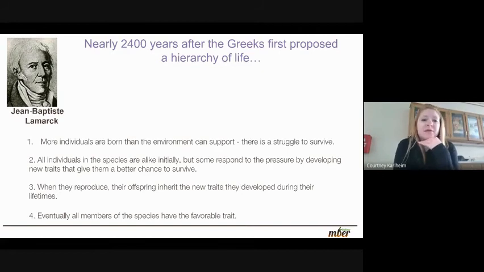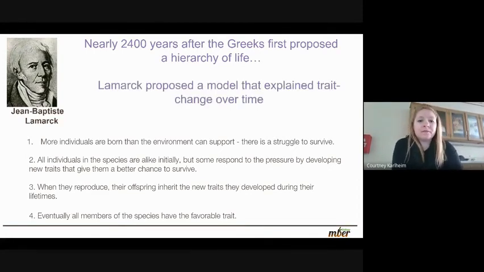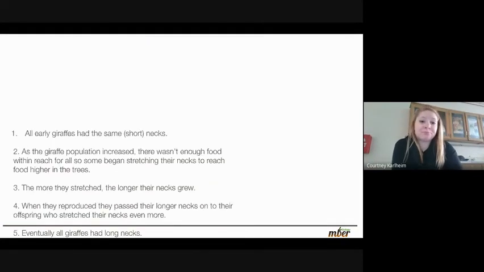And this came up nearly 2,400 years after the Greeks first proposed a hierarchy of life. So that's that thing I talked about in the beginning with the steps. And Lamarck then proposed this model that explained trait change over time.